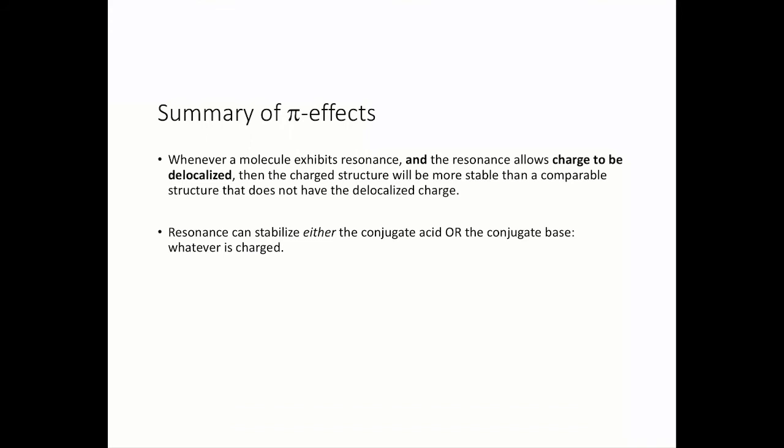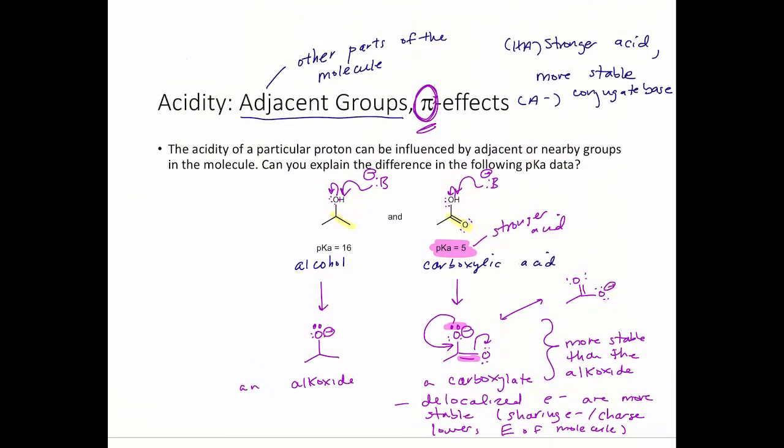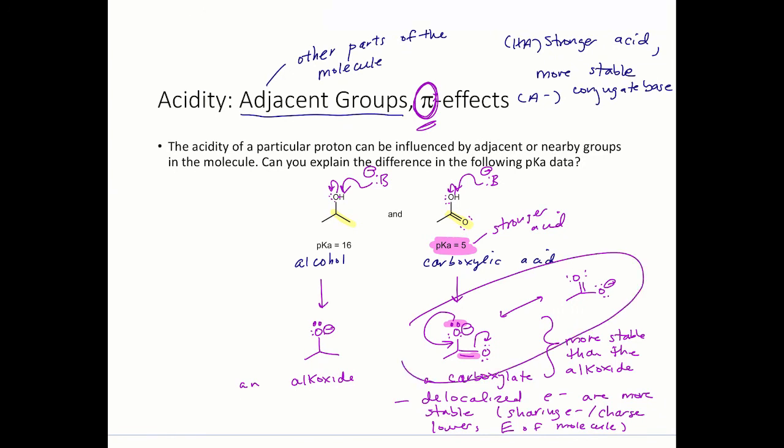So this summary is here for you to refer to when you're working problems, but I'm going to read it aloud here. When a molecule exhibits resonance, so delocalization of electrons and charge, and that resonance allows the charge to be spread out, then the charge structure is more stable than a comparable structure that does not have delocalized charge. We just saw that here, right? The carboxylate is more stable than the alkoxide because for the carboxylate, the charge is spread out, it's delocalized.